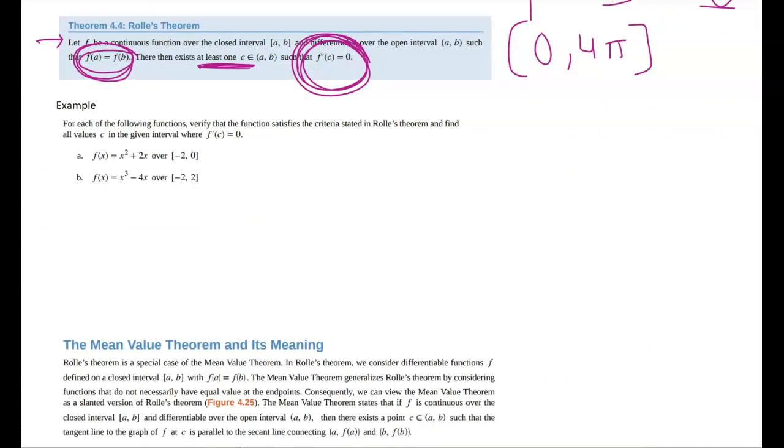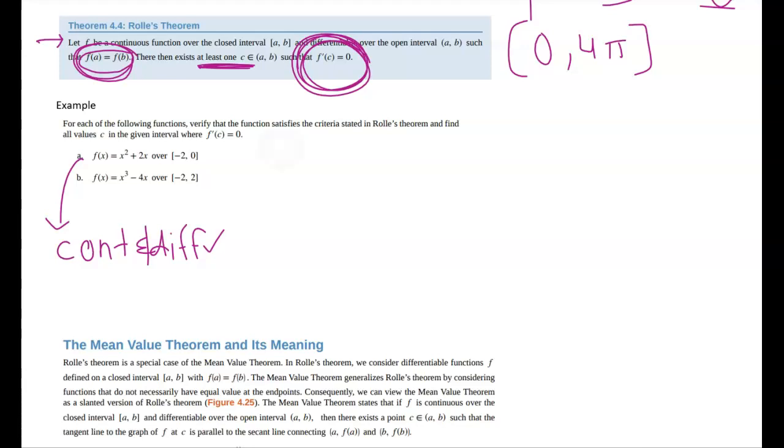So let's go ahead and look. I have x squared plus 2x. It's a polynomial, so polynomials are going to be continuous and differentiable. Then the next thing we need to check is, for a equals -2 and b equals 0, are those function values equal to each other? That's the big condition here. So let's go ahead and find that and make sure.